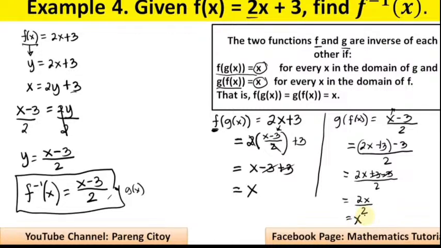So the two functions are inverse since f of g of x equals x and g of f of x equals x. Okay, so 2x plus 3 and x minus 3 over 2 are inverse because the result of its composite function is x, ito x, and this one x.